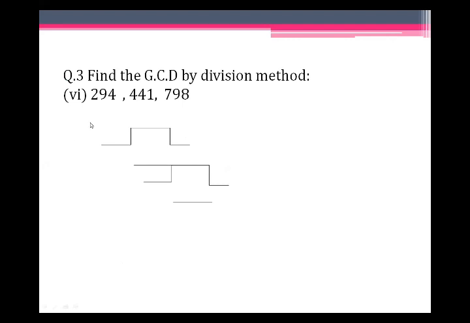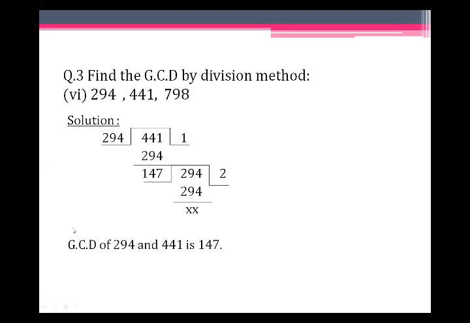Now students, another question from the same exercise: find the GCD by division method. There are 3 numbers here. Here we start the solution. The same thing we have done: the smaller number as a divisor and the greater number as a dividend. Here we multiply 294 by 1, then we get 294. We subtract it from 441, then we get 147. This divisor becomes a dividend here, and we multiply 147 by 2, then we get 294. It divides completely. So here the GCD of 294 and 441 is 147.